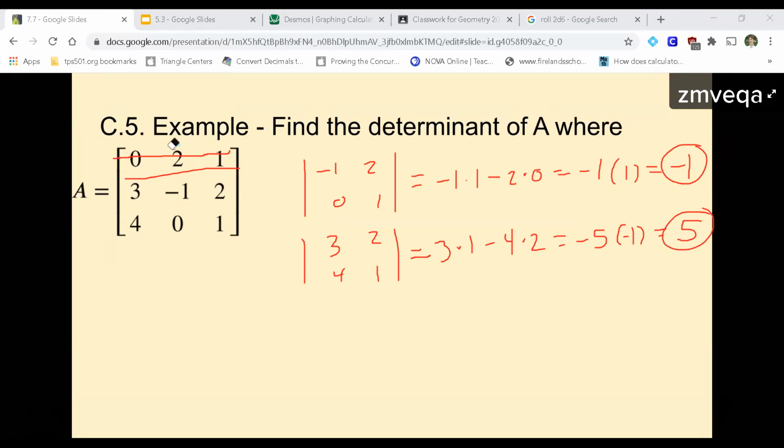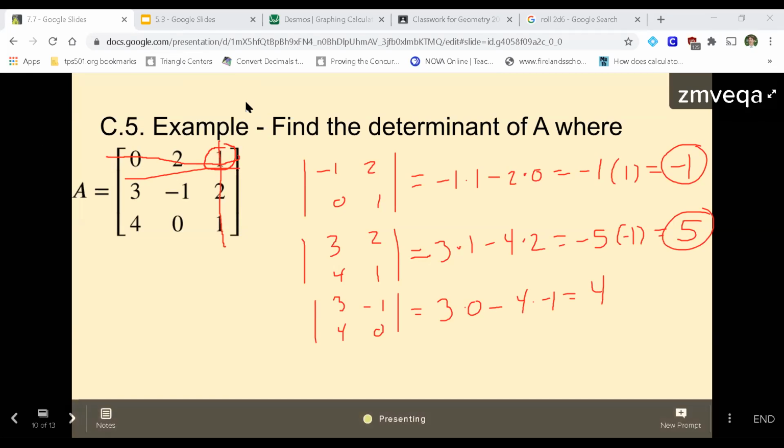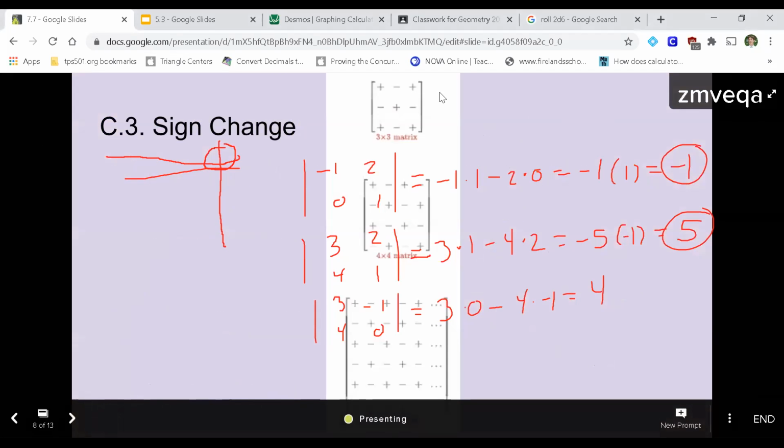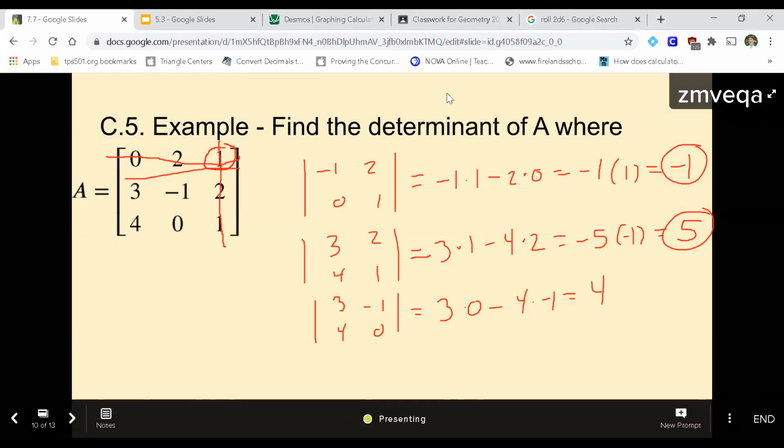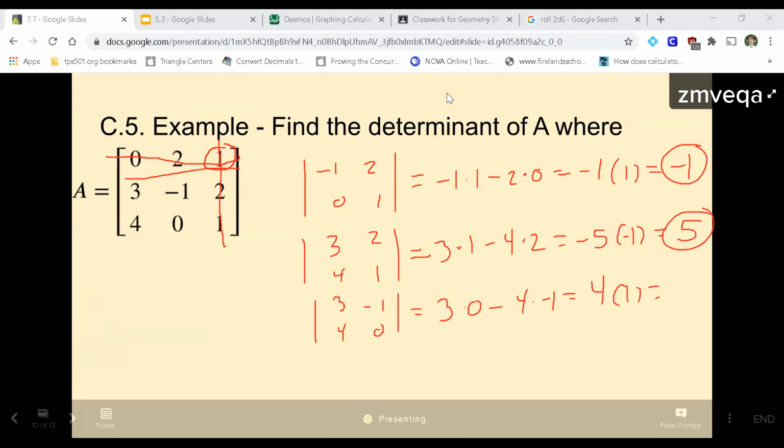One more time. To finish out this row, the last number in this row is 1. If I cross out the row and the column, it leaves me with this matrix: 3, -1, 4, 0. So it's 3 times 0 minus 4 times -1, which is +4. Check the sign change. It's positive. So I'm going to multiply this by +1. So it'll stay 4.